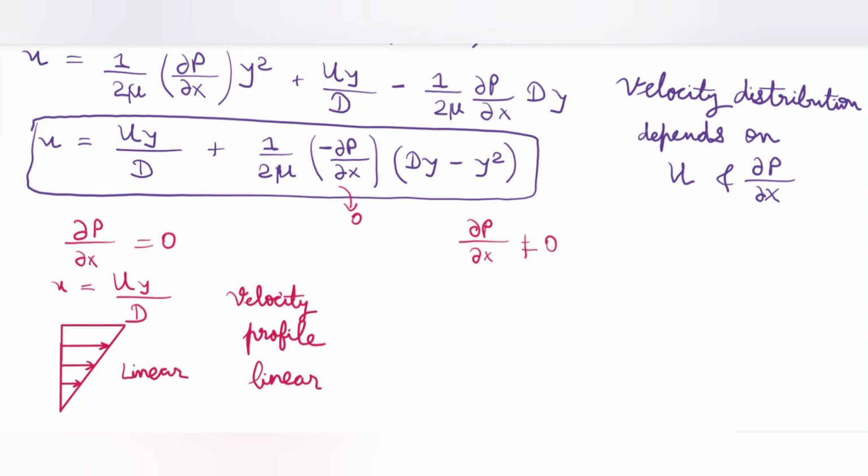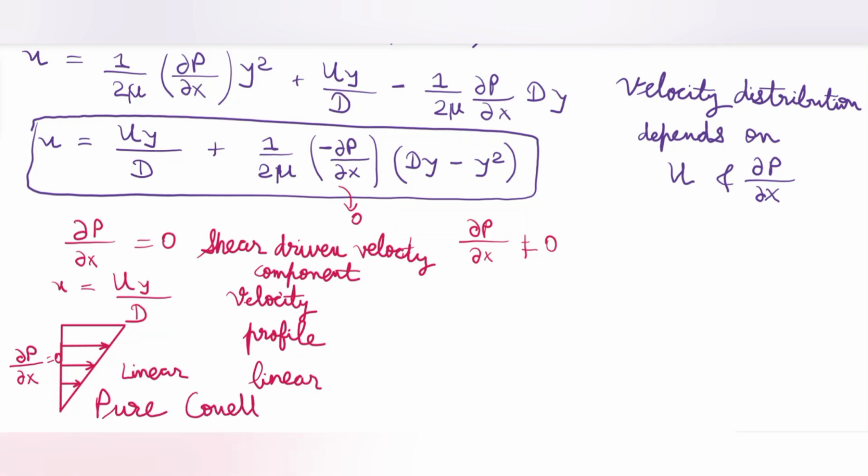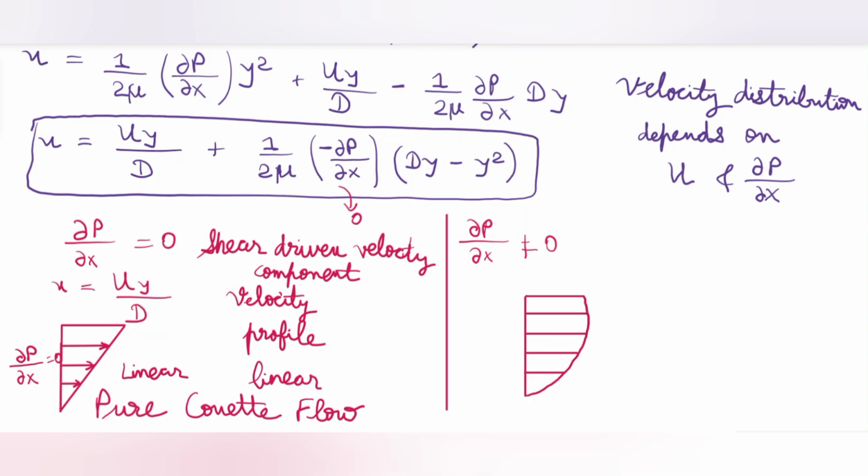Velocity profile will be linear, and this type of flow is known as pure Couette flow. It's necessary to remember this, that here when the pressure gradient is 0, then the flow will take place due to the shear driven velocity component, and that type of flow is known as pure Couette flow. And now when del p by del x is not equal to 0, then the velocity profile will be parabolic like this, and this type of flow we call Couette flow.